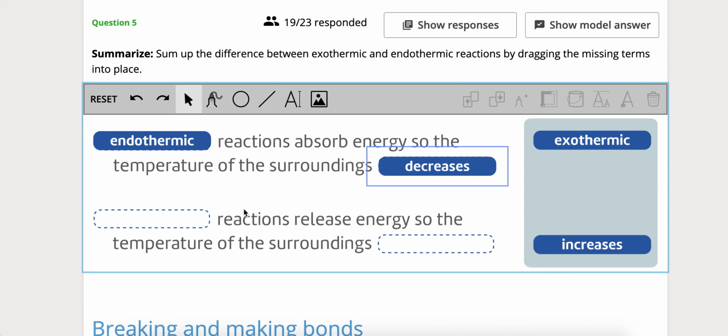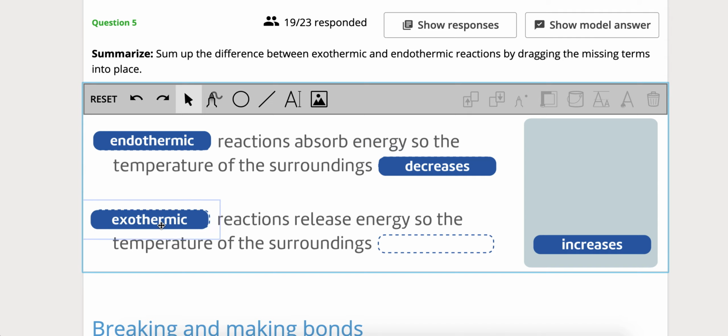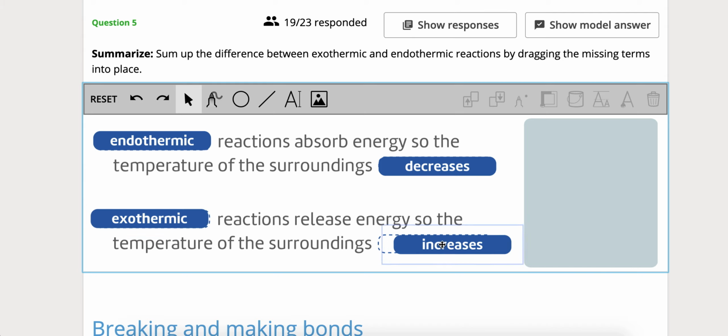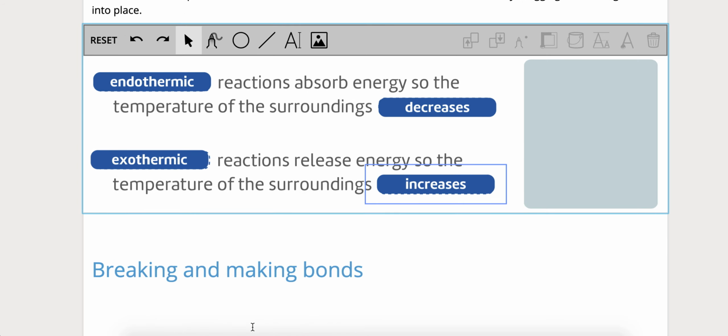So, the second sentence. Something reactions release energy, so the temperature of the surroundings something. So, what we're looking for here is an exothermic reaction releases energy, so the temperature of the surroundings increases. Now, an easy way to remember an exothermic reaction is an explosion. An explosion releases heat into the surroundings, so the surroundings get significantly hotter.